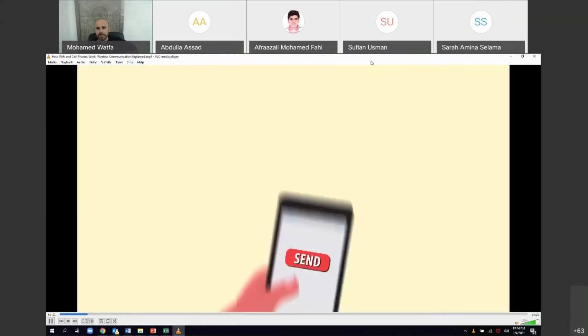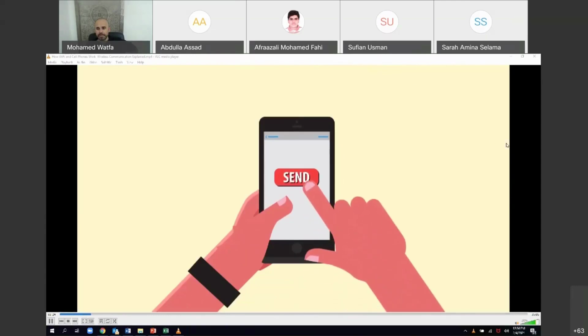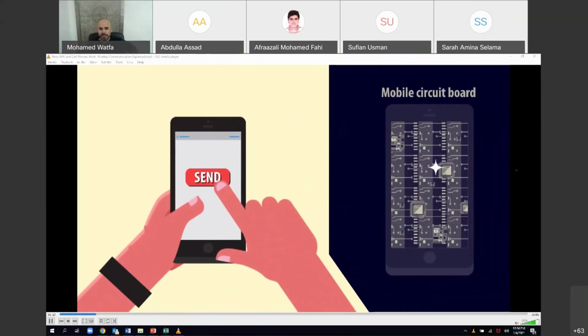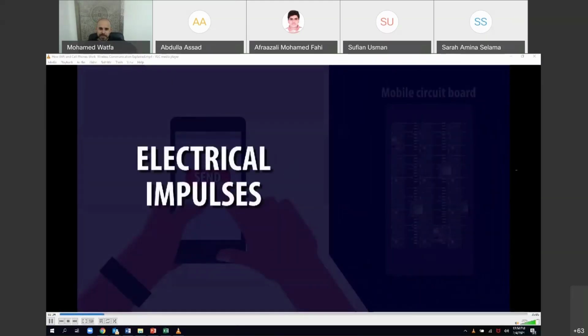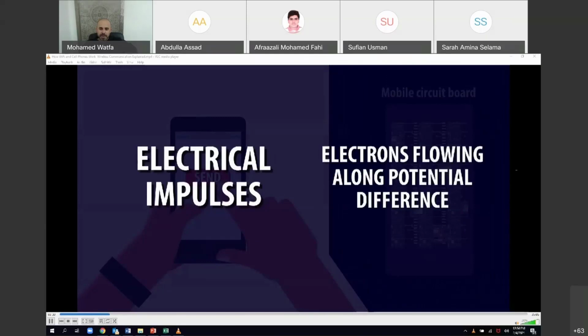But let's back up a bit. When you press send on a messaging app such as WhatsApp, you're essentially sending instructions to your mobile processor via tiny copper wires on a printed circuit board inside your smartphone. Now, these instructions are essentially electrical impulses, right? And electrical impulses are just electrons flowing along the potential difference. How exactly does your message jump into thin air from being electron flows and copper wires?